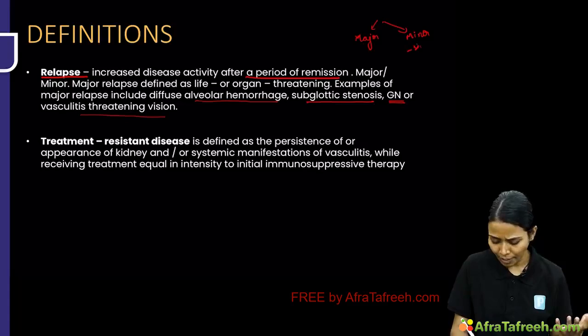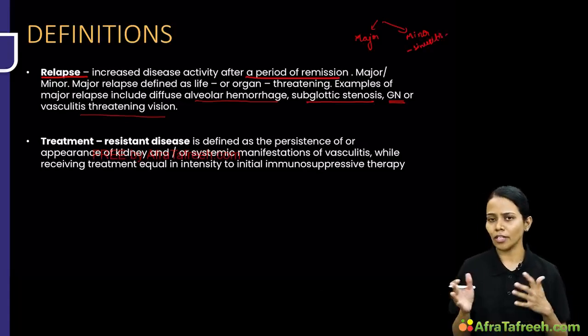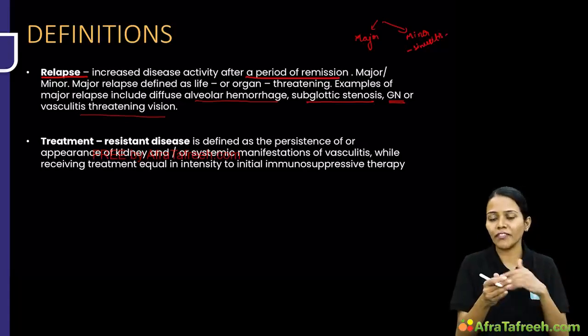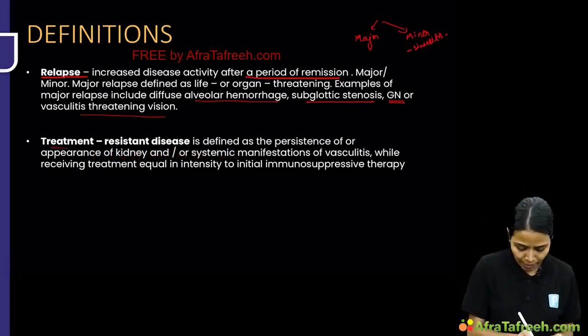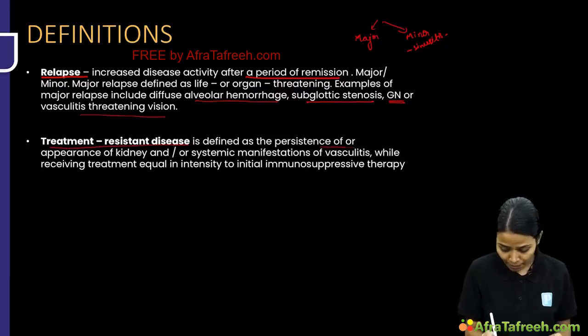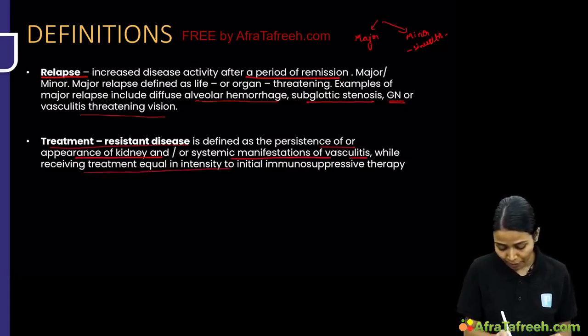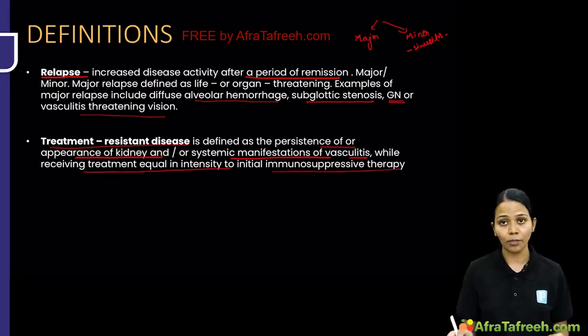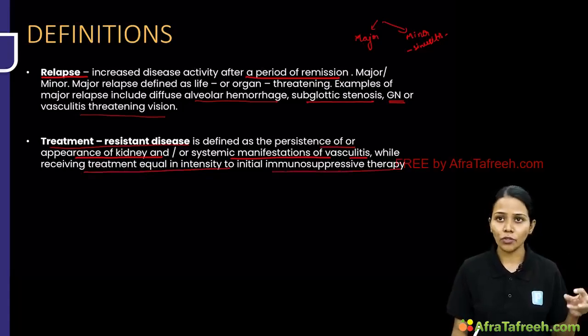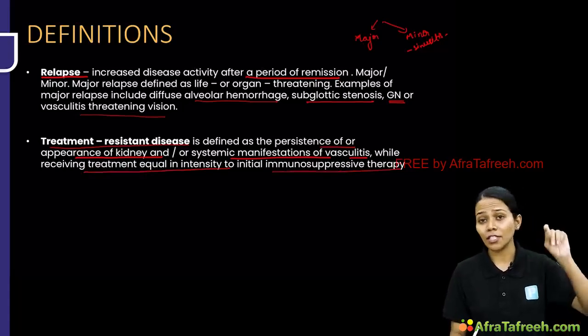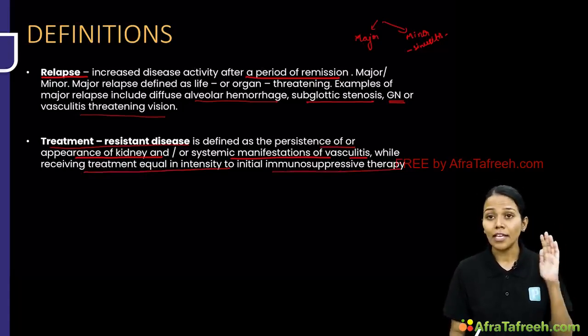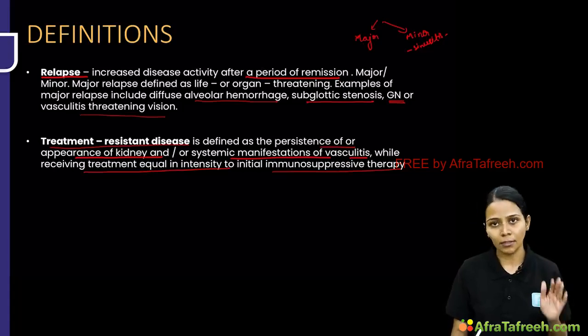Minor can be something like a sinusitis, okay? So that will be minor. Relapse is after a period of remission when the disease comes back. Treatment resistant disease is defined as persistence or appearance of kidney disease or systemic manifestation of vasculitis while receiving treatment equal in intensity to initial immunosuppressive therapy. That is, once the disease has come back and you give an immunosuppressive therapy to which the patient has responded the first time, even then the response is not seen, it's treatment resistant disease.